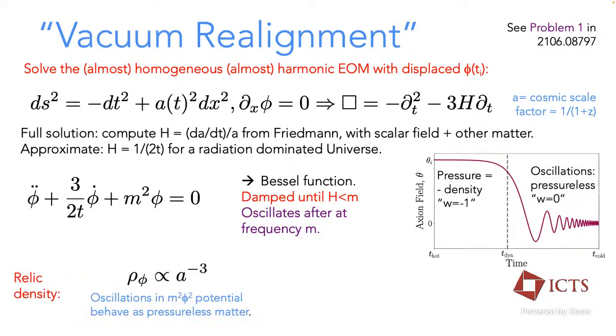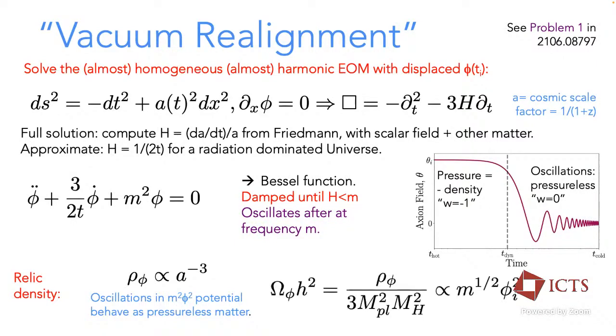So the relic density, we find the dark matter relic density by noticing that the energy density in this solution, which I'll show shortly, scales like a to the power minus 3. Oscillations in an m squared phi squared potential behave like pressureless matter. At early times, the pressure in this field looks like w equals -1, like a cosmological constant. The energy density isn't changing, phi isn't changing. And then when oscillations happen, it's w equals 0.